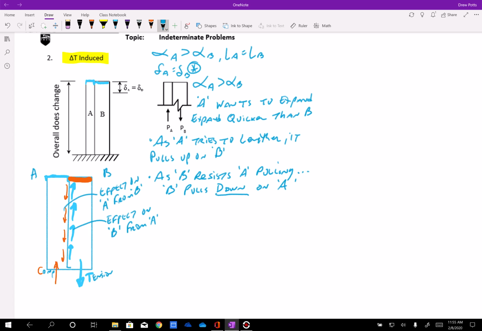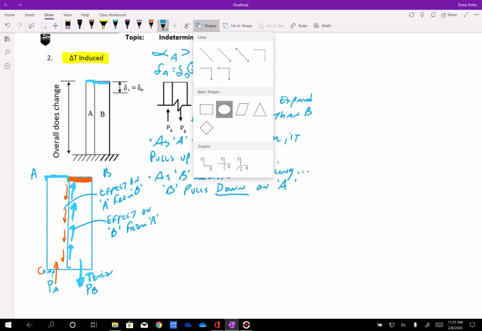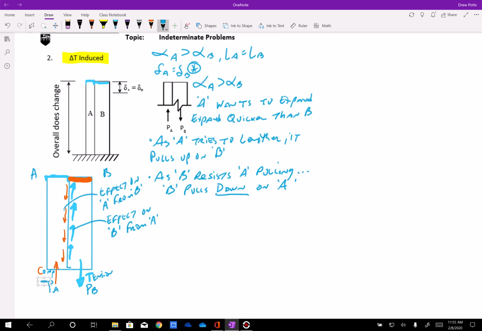Now you see that we have P in member B and we have P in A, and we start to see equilibrium developing. So we can sum forces in the y, up is positive, equal to 0. 0 equals plus PA minus PB. Therefore PB equals PA. So there's one equation, but two unknowns. That's indeterminate.